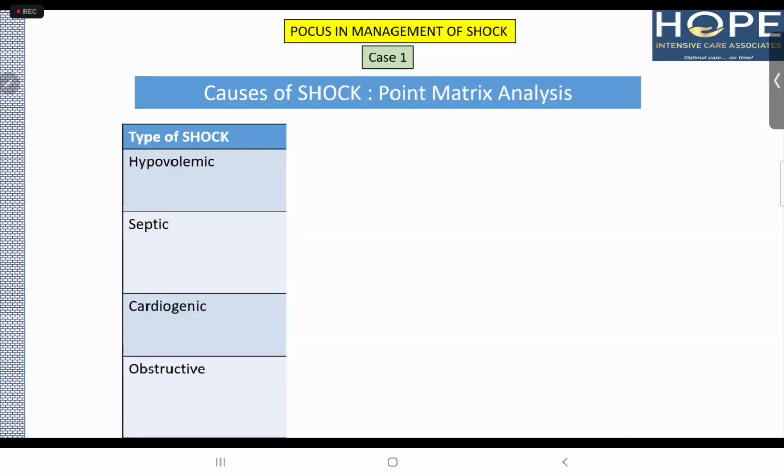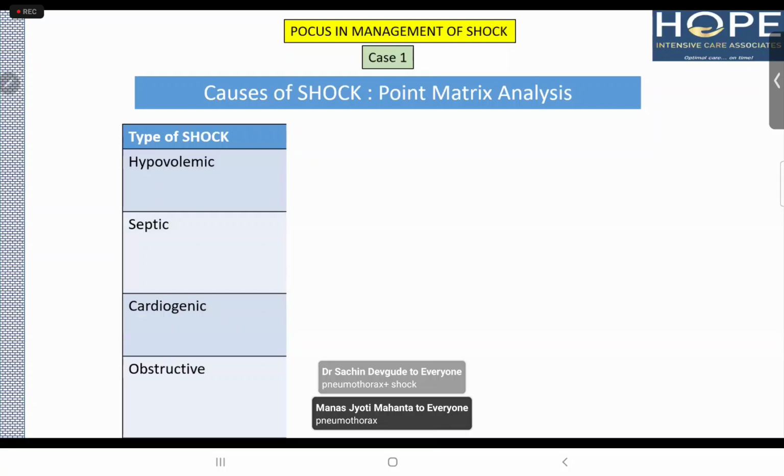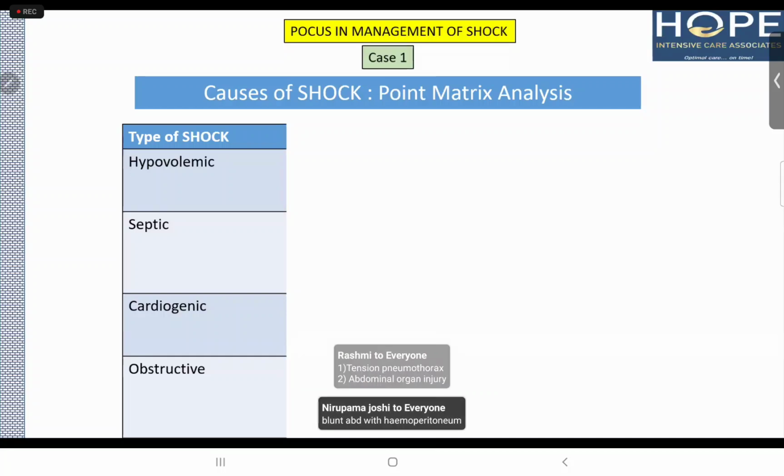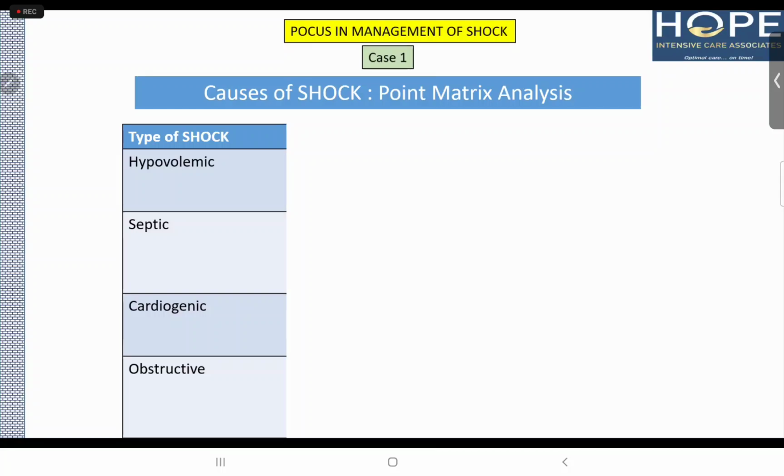Fine. So at least everybody has put one thing in common, that there is hypovolemia. Everybody suspected, because of reduced air entry on the right side, maybe pneumothorax, maybe bleeding there, and a tense abdomen. Yeah, so blunt abdomen with hemoperitoneum and abdominal organ injury, there are a few other options.